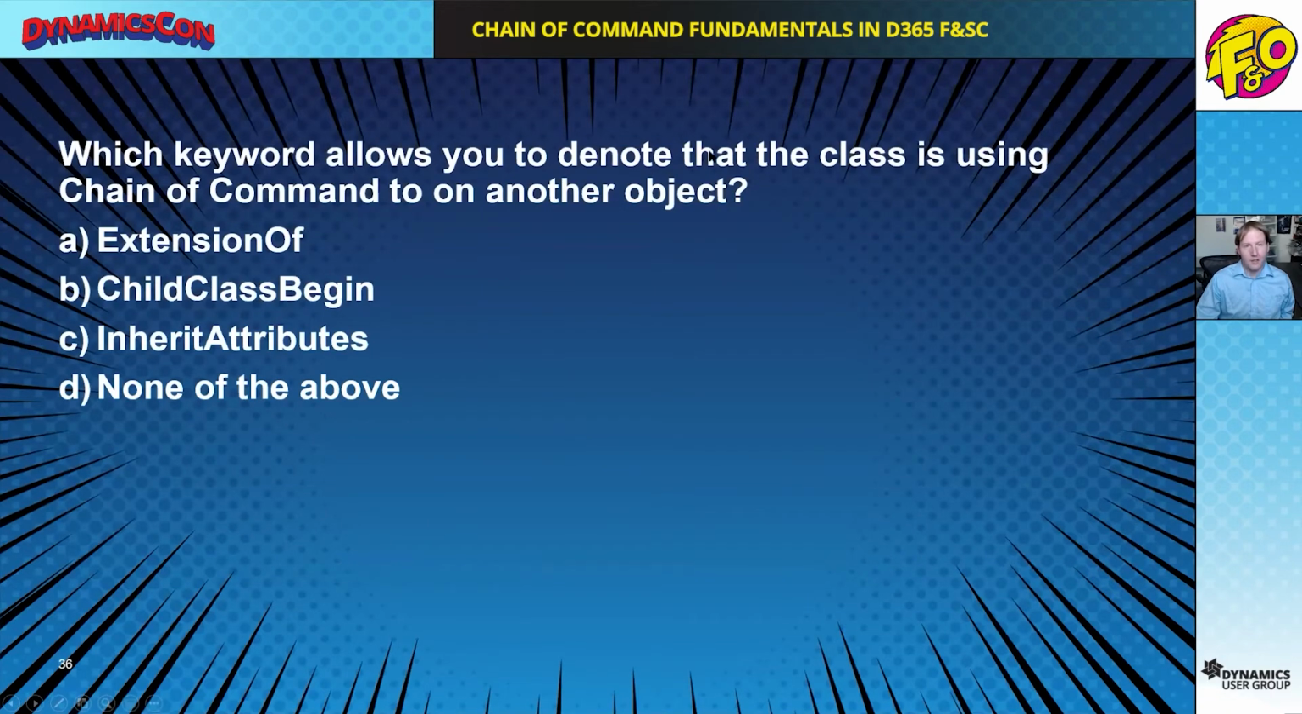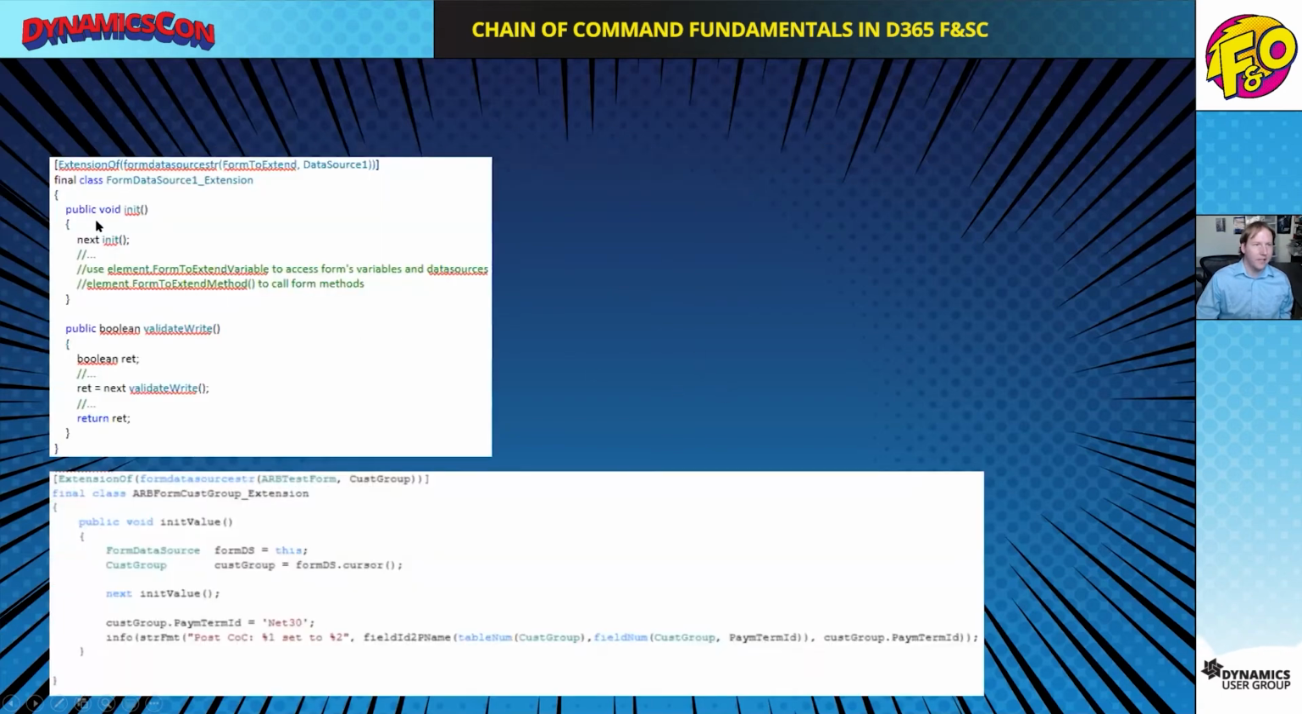Which keyword allows you to denote that the class is using chain of command on another object? It's going to be this extension of again. Okay, so let's look at some example data source chain of command. Here's a more generic one written out: the name of the form we want to extend, the data source. We could do an init method. We could do a validate write on a data source. These are all common methods that you may want to extend. Here's more of a real life example. An init value is not just a method on a table. You can also have an init value on a data source. And so here we're overriding the data source.